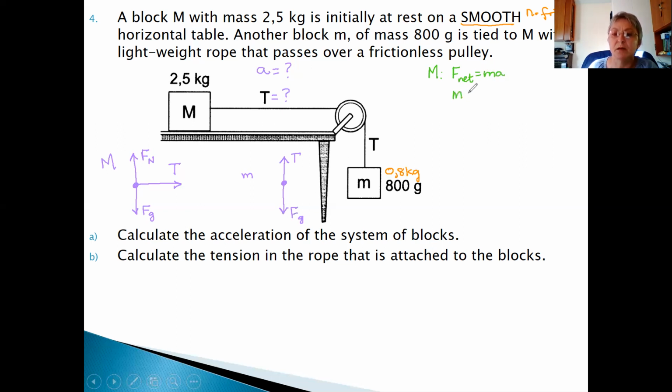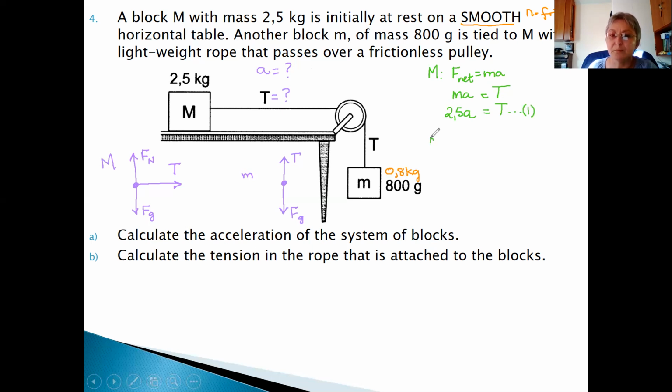That's what I start off with. Then I say MA equals T. T is the only force acting along the horizontal. There is no friction in this case. So 2.5A equals T is my first equation.